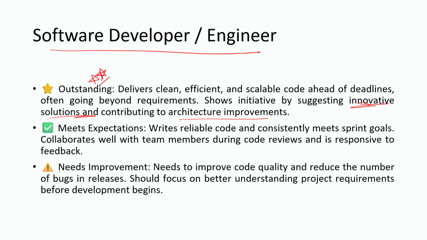But the areas where he needs improvement include code quality, reducing the number of bugs in the releases, and he should focus on better understanding project requirements before development begins. So here, students, could you see that with respect to the software developer or engineer field, the terminology is changed because the roles were different. So they were assessed on different parameters and thus their strengths and improvement areas also differed.